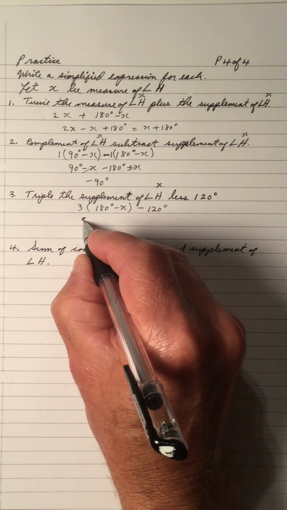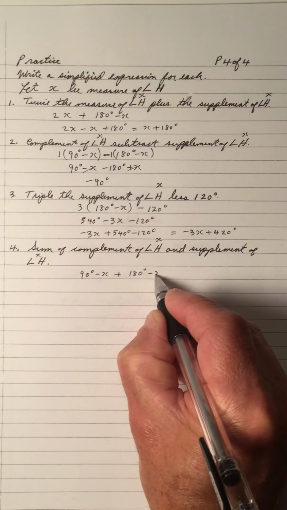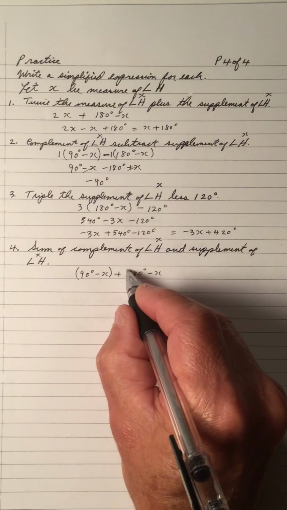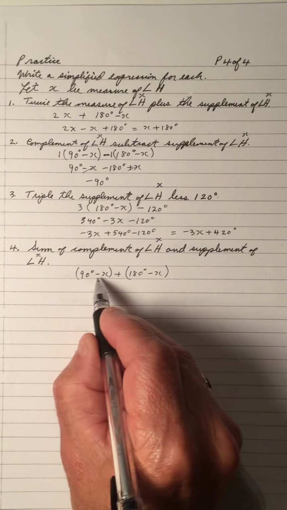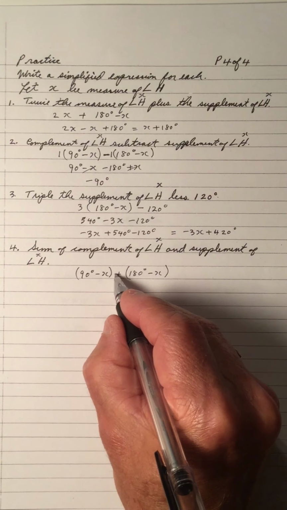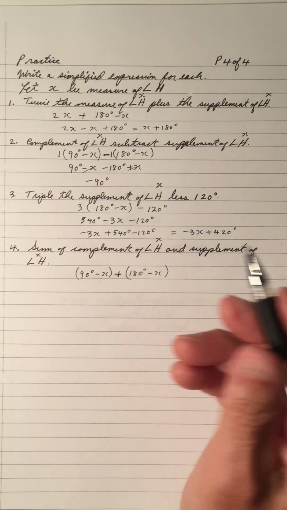Number 4, the sum of the complement added on the supplement. So angle h is x. The complement of angle h is 90 minus x, plus the supplement is 180 minus x. So we put these two in brackets, which we can. So notice that's the complement and that's the supplement, and we're adding them together. Because I put brackets there, it makes no difference.